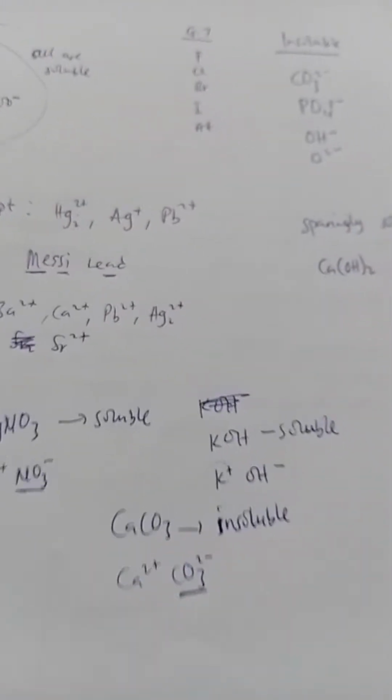All right, so now that we've looked at this, a question can also be asked in this manner. You can be asked to determine whether a precipitate will be formed or not if you mix solutions of two salts. So let's say you mix a solution of zinc chloride and sodium sulfate. Are you going to form a precipitate or not?